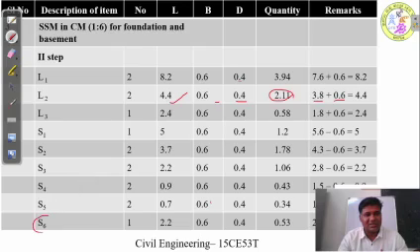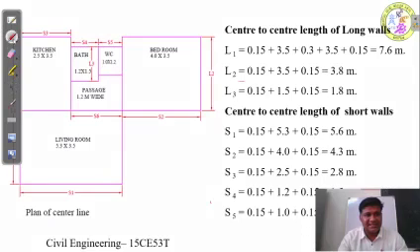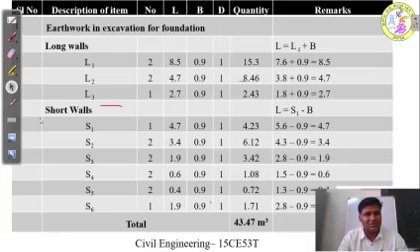Similarly, let us consider the wall S6. See, this is the wall S6. It is 1 number, and the center line distance of S6 is 2.8 meters. Okay, S6, the length is 2.8 meters and it is 1 number.